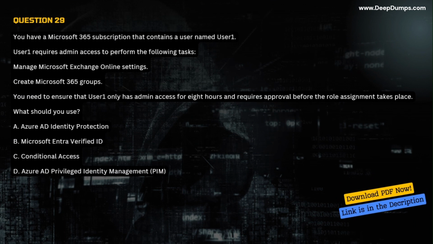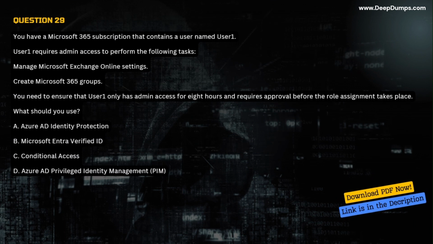Question 29. You have a Microsoft 365 subscription that contains a user named User1. User1 requires admin access to perform the following tasks. Manage Microsoft Exchange Online settings. Create Microsoft 365 groups. You need to ensure that User1 only has admin access for 8 hours and requires approval before the role assignment takes place.